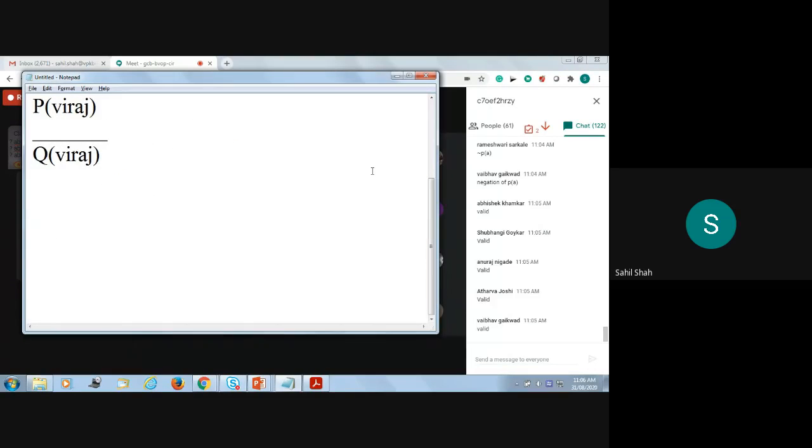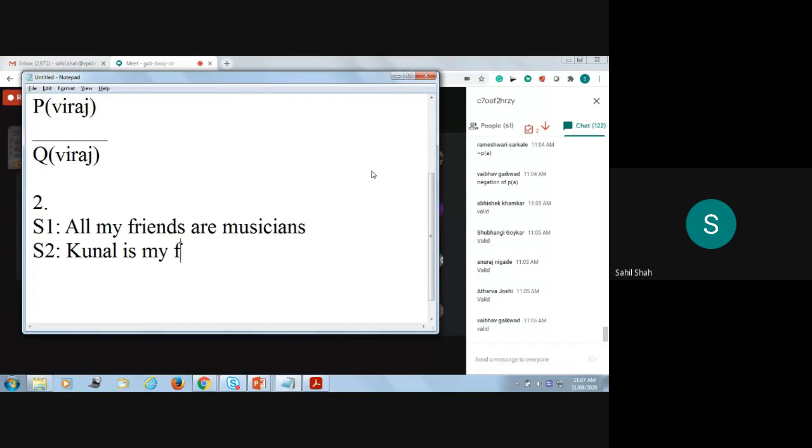Second one. Next one be a statement. Let me write here second so that we will not confuse. S1 be: all my friends are musicians. S2 be a statement which says Sonal is my friend.